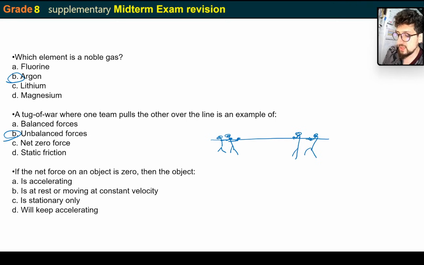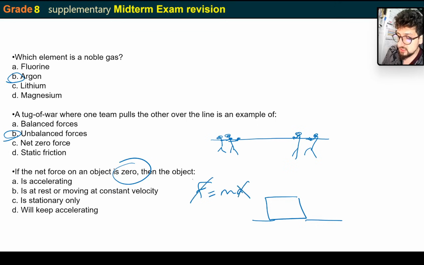Now, if they were balanced, this rope wouldn't move. But if one of them pulls the other over the line, it means it's unbalanced forces. If the net force on an object is 0, then the object could be stationary, or it could be moving at constant speed. Because as long as there's no acceleration, remember I said that force equals mass times acceleration. So if there's no acceleration, there's no net force. That's just a little bit of extra information. You're not really expected to know that. So if there's no acceleration, there's no net force, but it can still be moving at constant speed.